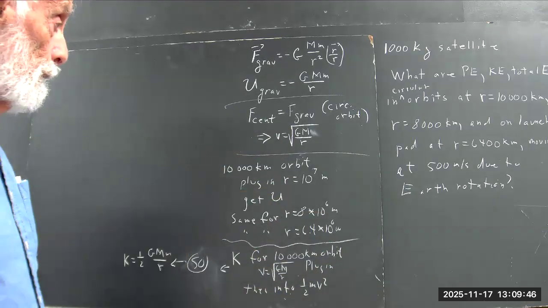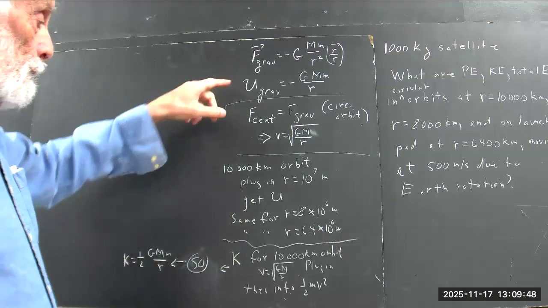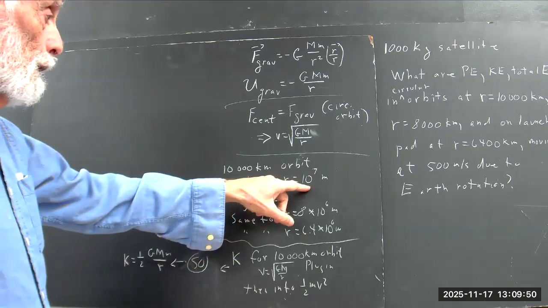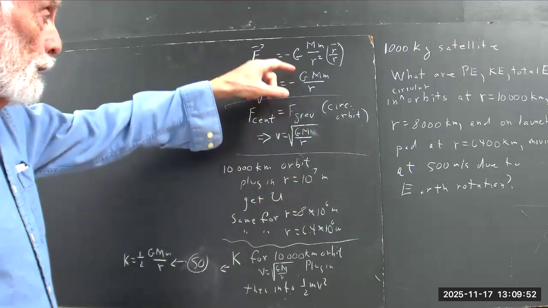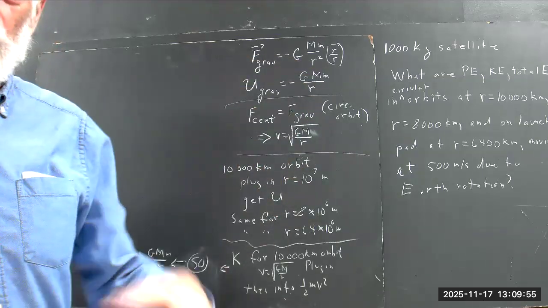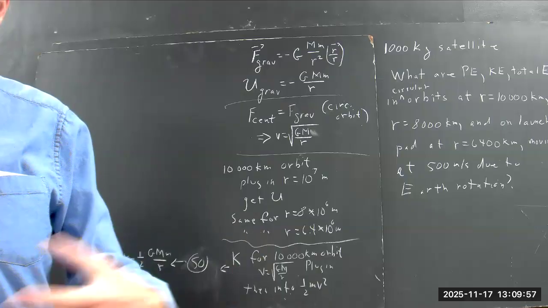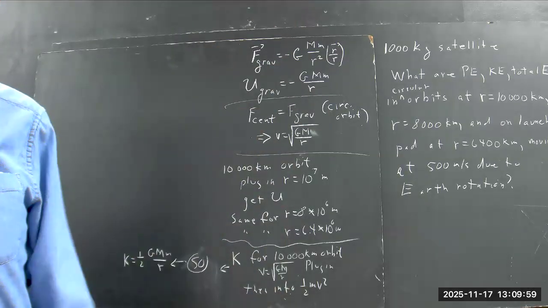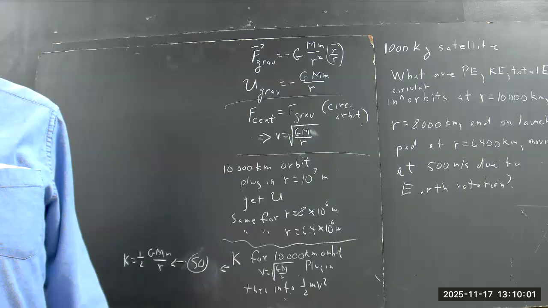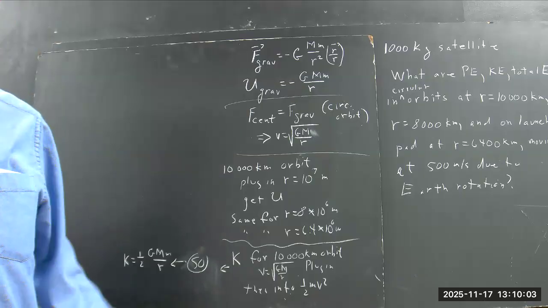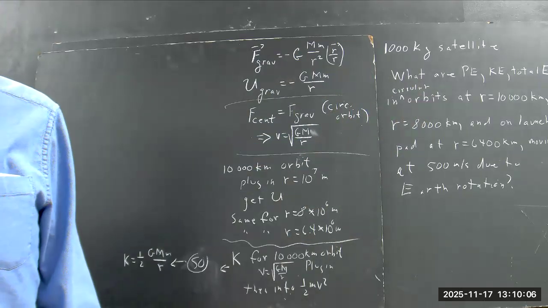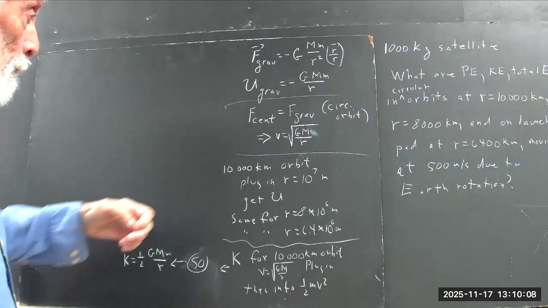For the 10,000 kilometer orbit, find the potential energy. We plug in R equals 10 to the 7th meters because we know big G and big M. Of course, I'll give you big G and big M on the exam. I'll put a few constants you need to know up at the top. And if I forget to put them up there, just use big G and big M, so in terms of big G and big M.